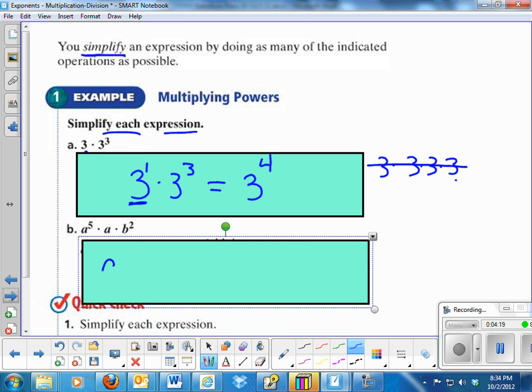I don't know if you can see it from the back of the room, but it says a to the 5th power times a times b squared. So we're going to remember the bases have to be the same. This is an a and this is an a. This is not an a, that's a b. So we don't want to combine that, but we can combine our two a bases. This is a to the 5th power. This is a to the 1st power. So when we combine these, we have a to the 5 plus 1 power and b to the 2nd power. Well, 5 plus 1, that's 6, so we have a to the 6th power, b to the 2nd power. I have simplified this expression.